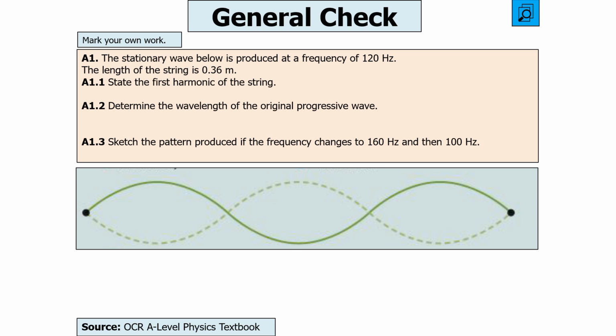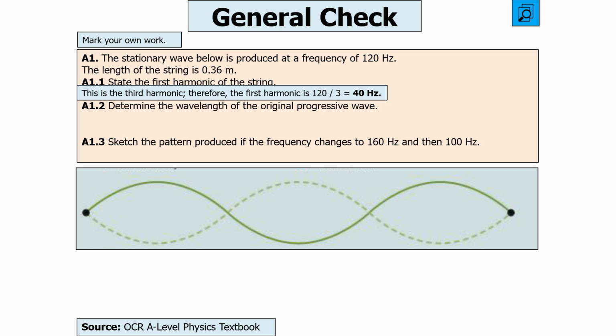Right, so what you can note is when you've got a standing wave, the number of antinodes, which is the places of maximum displacement, is equal to the number of harmonics. So you can see here that there are 3 antinodes, so therefore it's the third harmonic. So to work out the frequency of the first harmonic, you take the frequency of the third harmonic and divide it by 3. So 120 divided by 3 is 40 Hz.